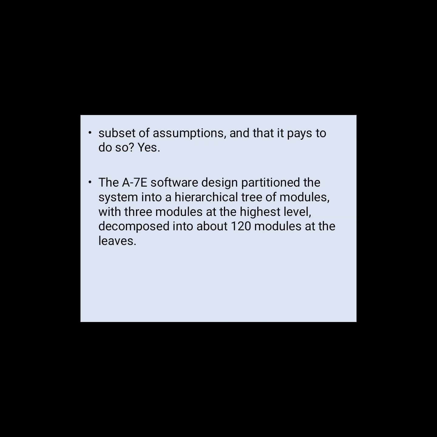For example, this is an example here: the A-7E software design is partitioned into a hierarchical tree of modules. So when we are designing some software architecture, it will have different types of modules, and we consider those modules in a hierarchy. For example, in our college, we can divide the entire college into a hierarchy. In the first level, we place the principal. Next, we can place the HODs. Next, the lecturers. Next, the technicians. Next, the students.